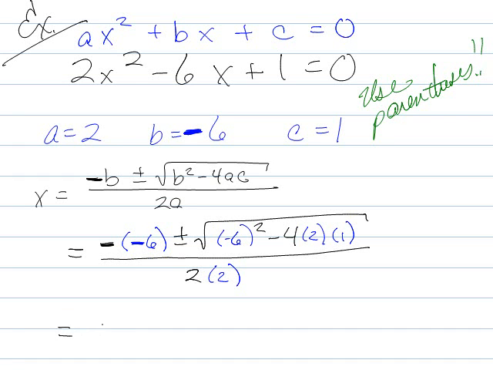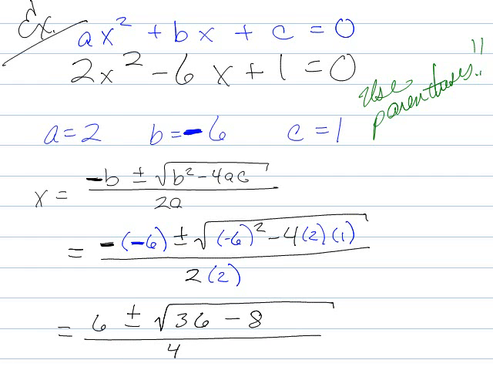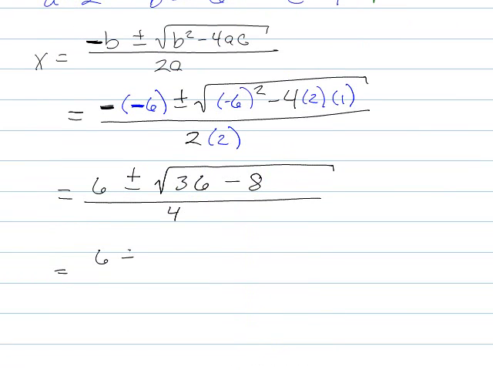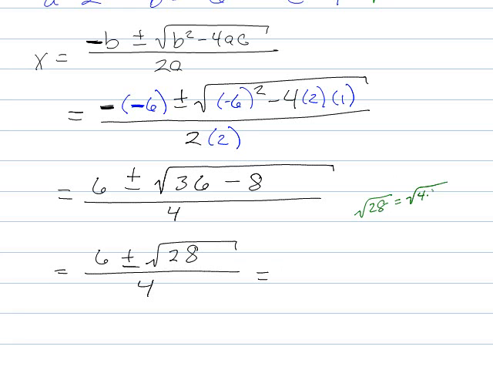Okay, so we've got negative -6 is 6, plus or minus the square root of 36 minus 8, over 4. So we've got 6 plus or minus the square root of 36 minus 8, which is 28, over 4. So we take a look, and the square root of 28 is the square root of 4 times 7. So root 4 times root 7 is 2 root 7. So I've got 6 plus or minus 2 square root of 7 over 4.